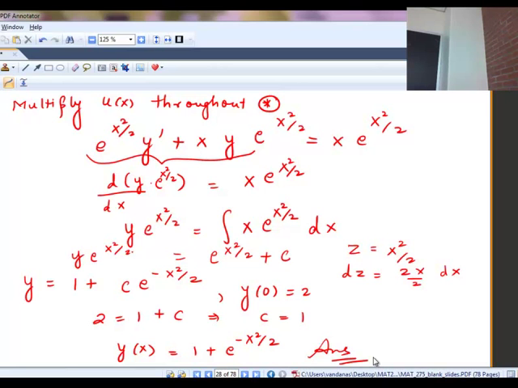Okay, so this is the whole key here. How can we merge the left hand side two terms into just a single function? This is the key for first order linear differential equation.